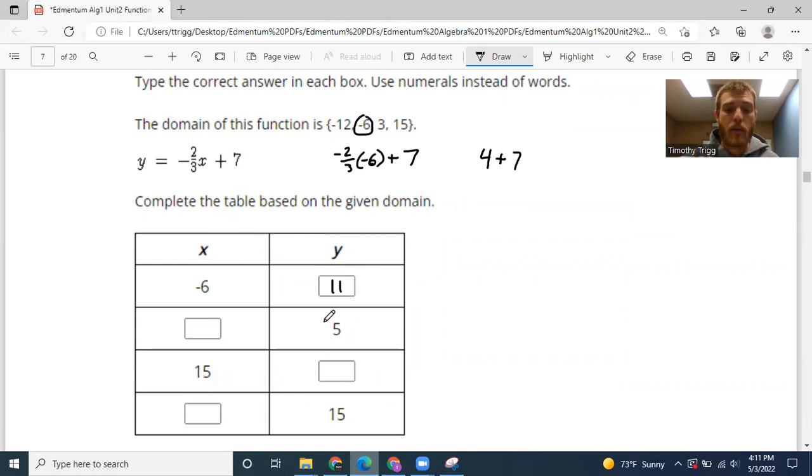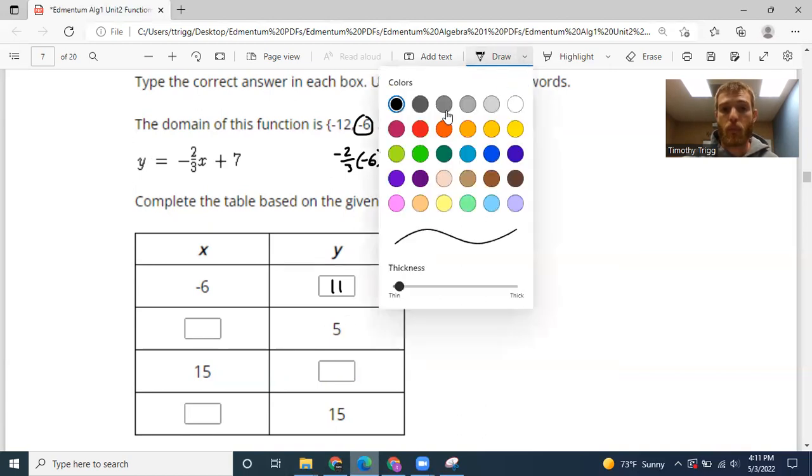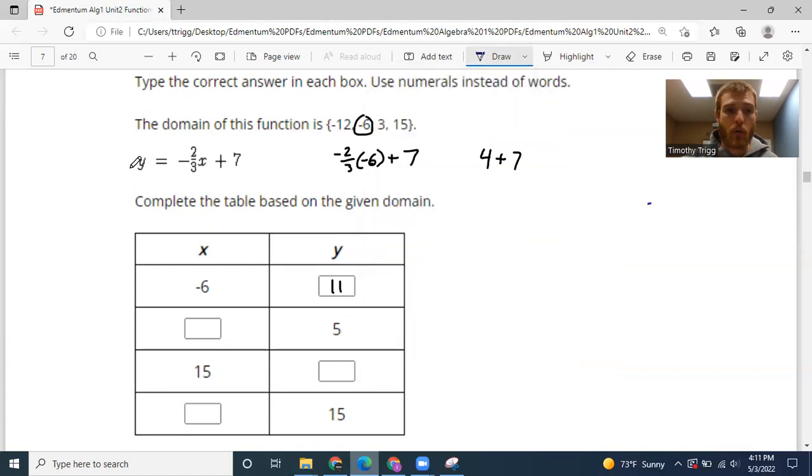Okay, let me show you how to do one where they give you the y. So in this one, they give you the output, the y. So I'm going to replace the y with 5 in this case. So how does that look? I'm going to rewrite this, but instead of a y, I'm going to write 5 because that's my y value. And I'm trying to figure out what the x value here is. So negative 2/3 x plus 7. Now my goal here is to solve for x.